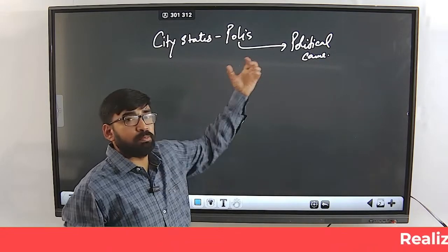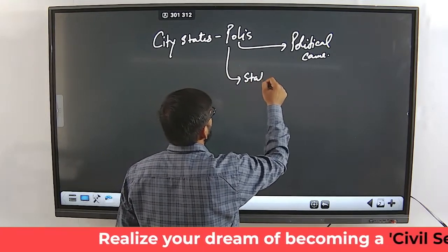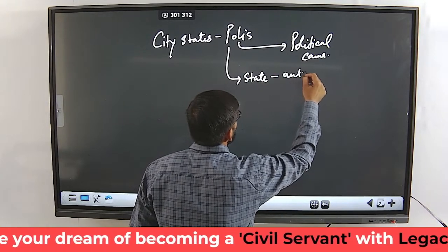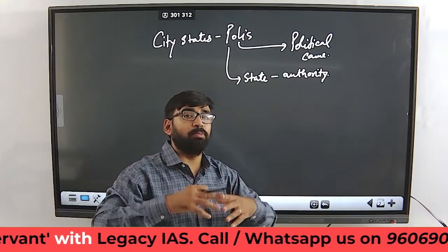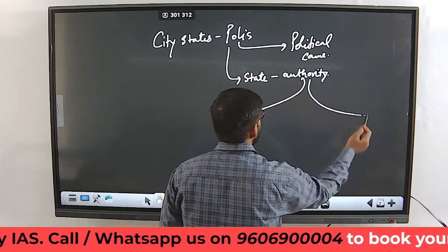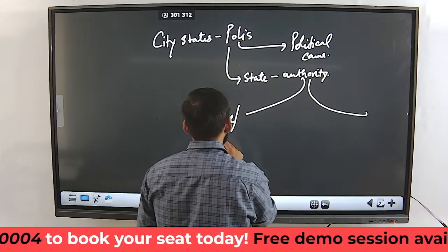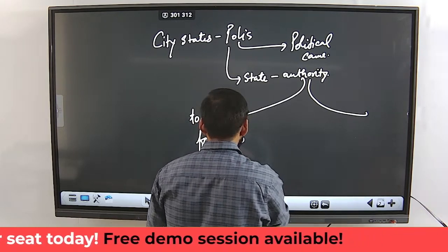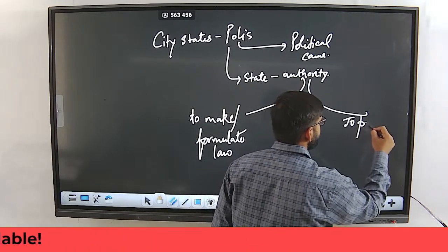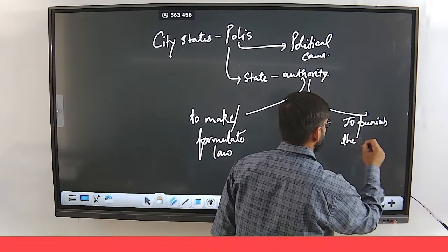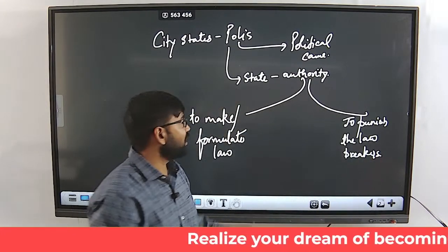Now these polis were managed by an authority that is called as state. So state means what? State represents authority. Authority of what? Authority to make or formulate the law, and authority to punish the lawbreakers. So the city state system was here.